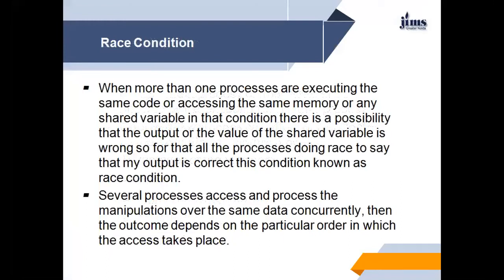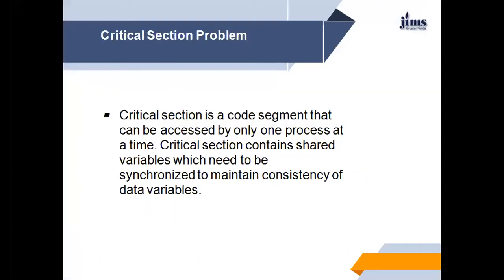There is one condition that is called the race condition. Let's see what that is. When more than one process is executing the same code or accessing the same memory or any shared variable, there is a possibility that the output or the value of the shared variable is wrong. All the processes are racing to say that their output is correct; this condition is known as race condition. Several processes access and manipulate the same data concurrently, and then the outcome depends on the particular order in which the accesses take place. This leads to a very important problem that is called the critical section problem.